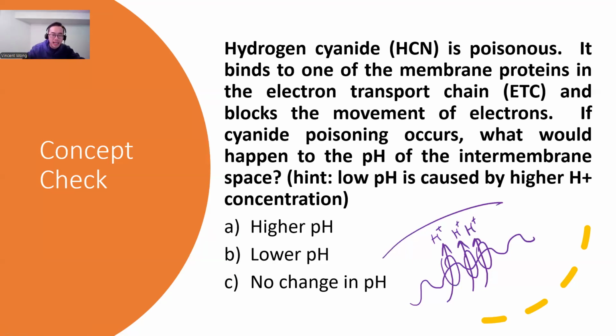If we have hydrogen cyanide, we are going to interfere with this process, and in doing so, we lower the amount of H plus in the intermembrane space. With less H plus, the pH is going to be higher. There is a hint here: low pH is caused by high H plus, so high pH is caused by low H plus. So the answer is this.